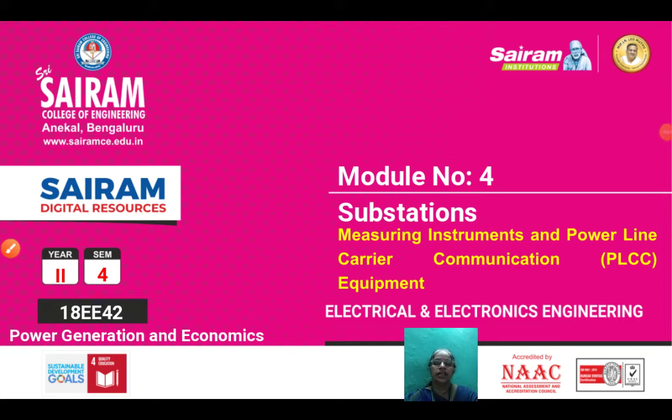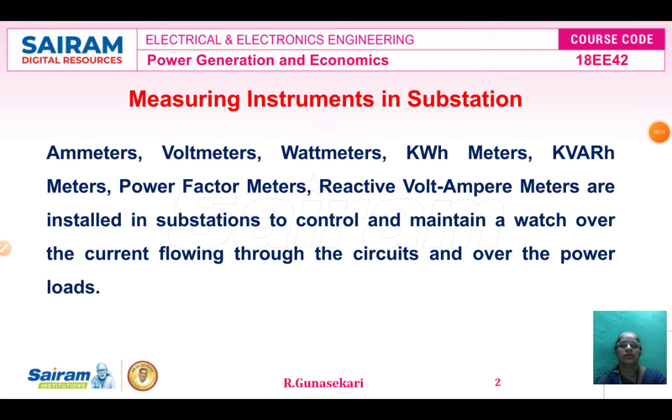Dear students, in this lecture video, we studied about the measuring instruments in substations and power line carrier communication equipment used in substations. What are the measuring instruments used in the substation? Ammeters, which are used for measuring current. Voltmeters, which are used for measuring voltage. Wattmeters, used for measuring power. Kilowatt hour meters, that is kWh meters, used for measuring energy.